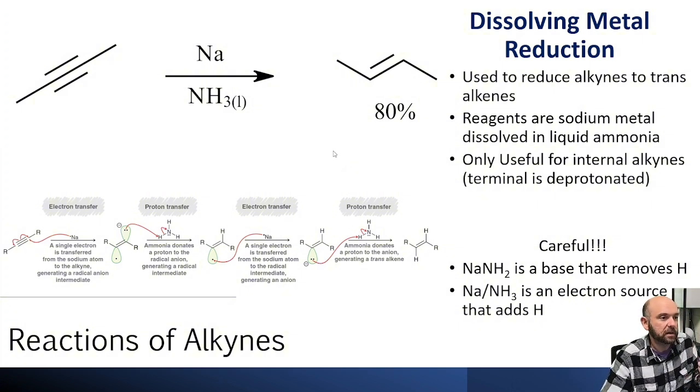So notice this gives us the trans product. If we don't want the cis product, we don't do the catalytic hydrogenation, we do the dissolving metal reduction instead.